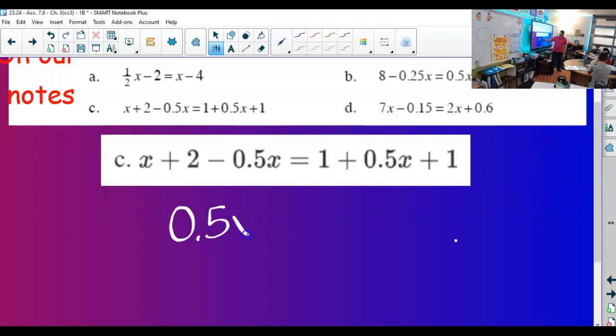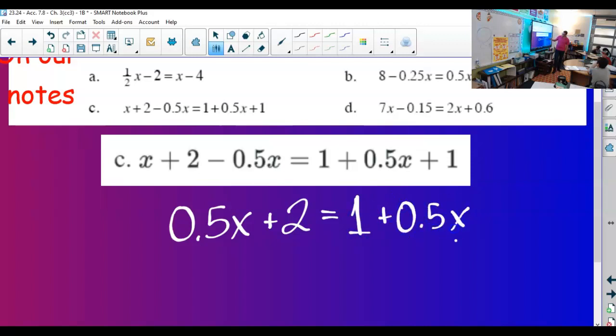X minus 0.5x. Yeah, we have 0.5x left, plus 2 equals 1 plus 0.5x plus 1.